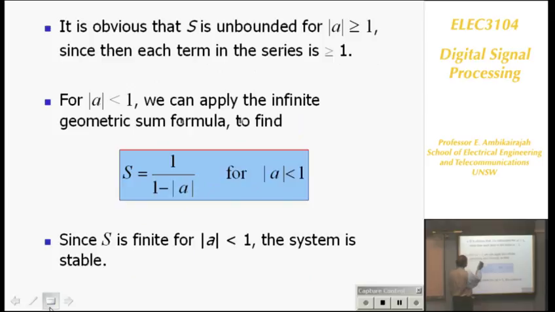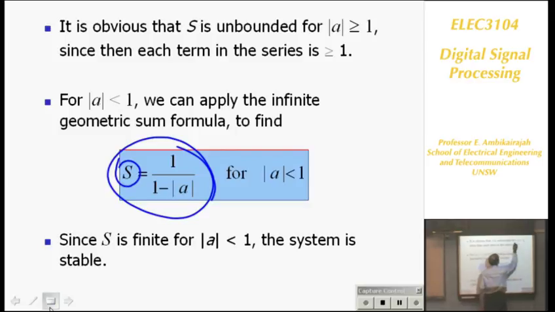If A is less than 1, then that's your summation. And if A is less than 1, this will go to a finite value. If A is greater than 1, then it will be unbounded, as I said here. For this summation to converge, A should be less than 1.